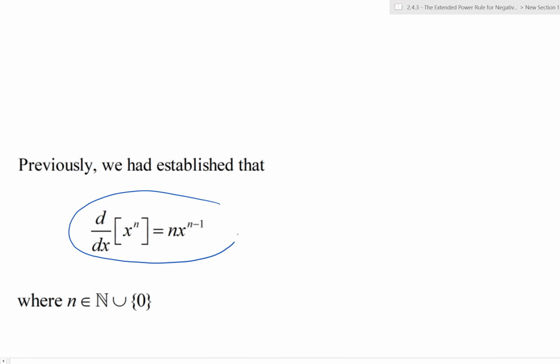All right, so what did we already establish? Here's the power rule that we've already determined: the derivative with respect to x of a power function x to the n is equal to n times x to the n minus 1. That was under the assumption that the exponent n was a non-negative integer, otherwise known as a natural number or 0. We already figured this out. So what we'd like to do is show that this is also true when n is a negative integer.